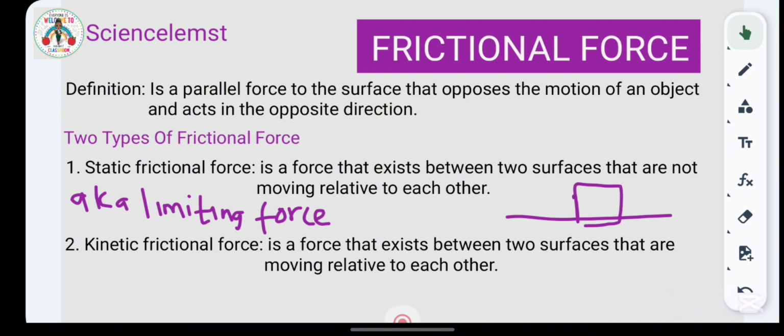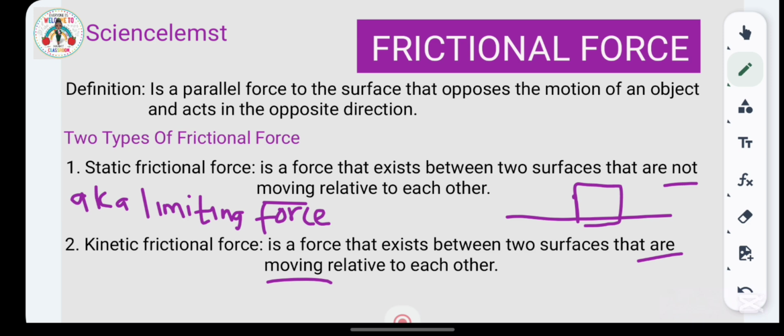Do you understand? Then kinetic frictional force is a force that exists between two surfaces that are moving relative to each other. Remember, with static frictional force, the surfaces were not what? They were not moving. Now, with kinetic frictional force, we are saying they are moving, and they are moving relative to each other. By definition, you already know kinetic means moving, in motion. Okay, so kinetic frictional force will exist between two surfaces that are relatively moving.